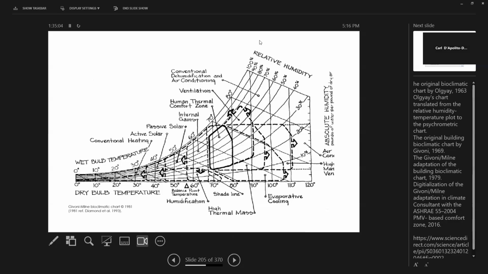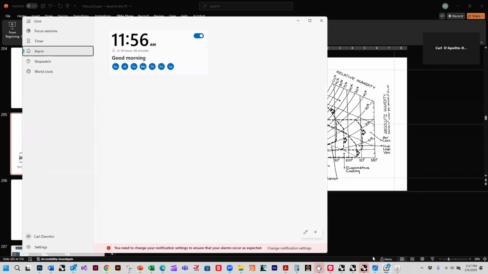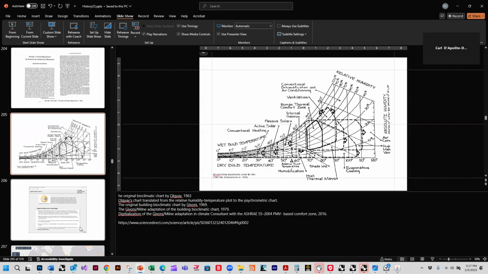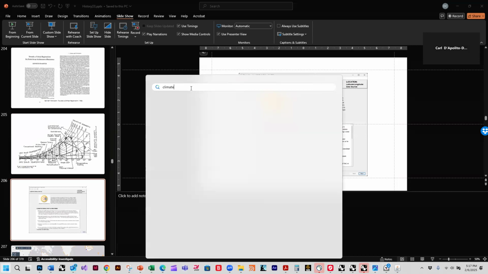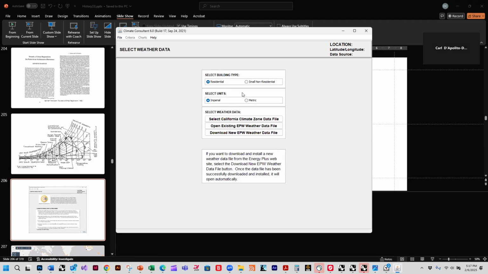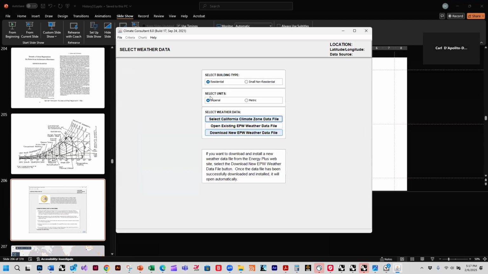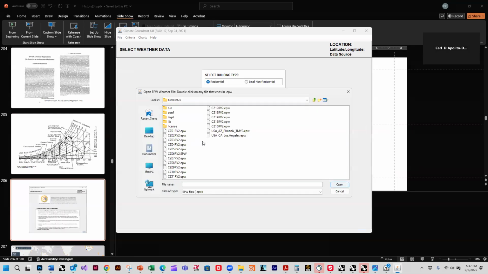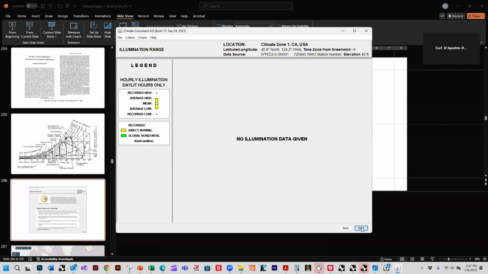All of that was digitized in 1979 in this program, the Climate Consultant, the first one. You can download it, start a new project, and load an EPW file, and it'll give you all those charts that you see all the time.